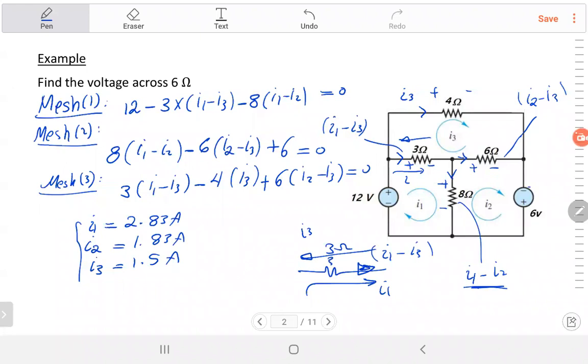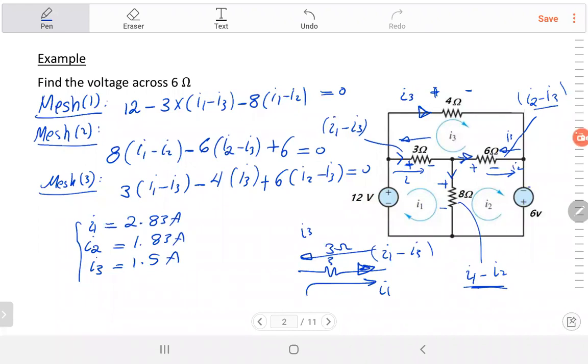Then when you go around this loop, you'll find the positive sign here. If you ask why you choose I3, I mean you choose the direction this way, and the mesh current I3 is going in this direction, the same thing. So it's the only current, so I equals I3 here. For this one, you assume the current in this direction. Again, I2 is going in this direction, and I3 is going in this direction. So the current in the 6 ohms is equal to I2 minus I3.